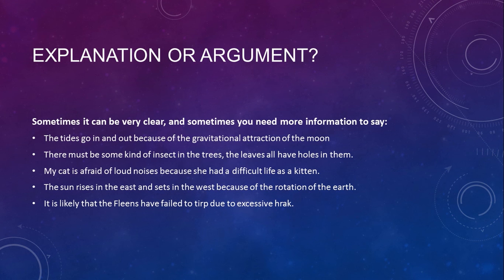Sometimes it's very clear when something is an explanation and when it's an argument, and sometimes you need more facts. So again, this bothersome context stuff pops up. For example, the tides go in and out because of the gravitational attraction of the moon. I think that's an explanation because what we're explaining is the tides going in and out, which everybody knows about, whereas gravitational attraction, at least at the time, was less well known.